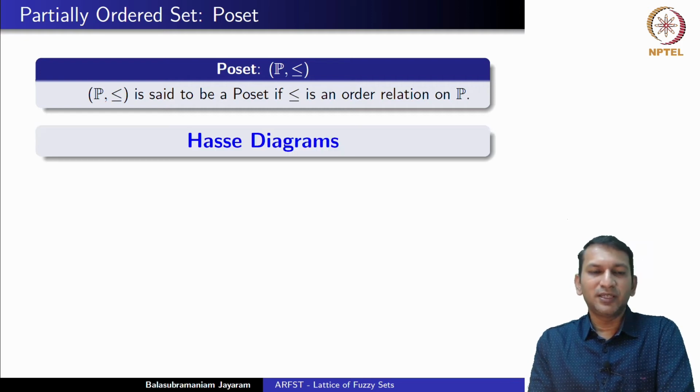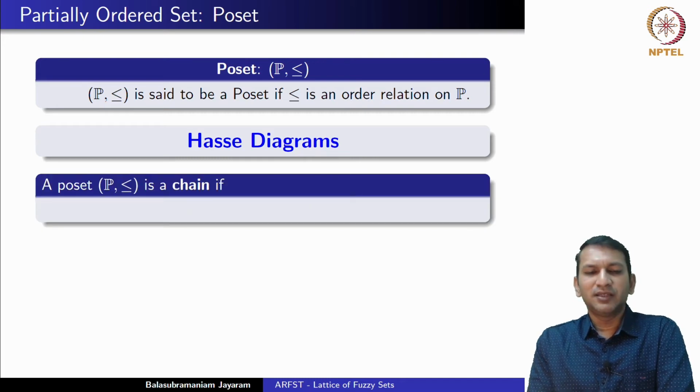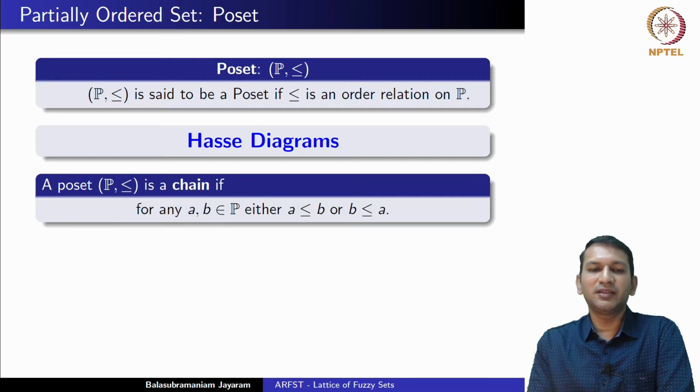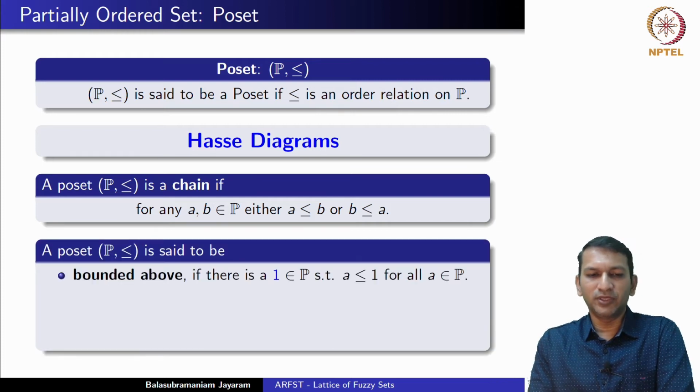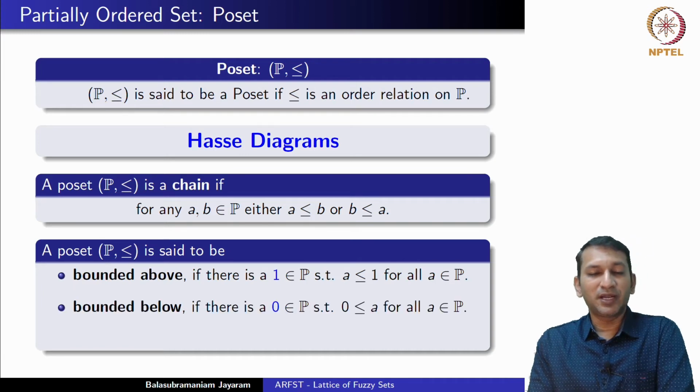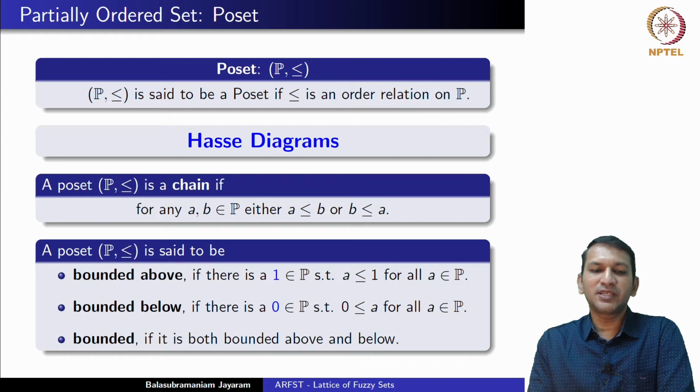And we know that typically if the set P is finite, towards easier understanding and towards a way of graphically illustrating it, we take recourse to Hasse diagrams. We have also seen that a poset can be a chain, that means totally or linearly ordered. We say a poset is a chain if any two elements are relatable under the ordering relation. We have also seen a poset can be bounded above, bounded below, and perhaps both bounded above and below, in which case we say it is bounded.